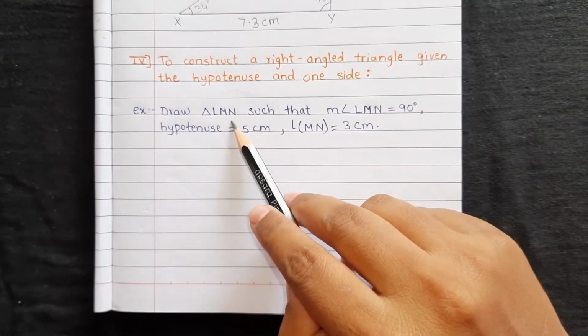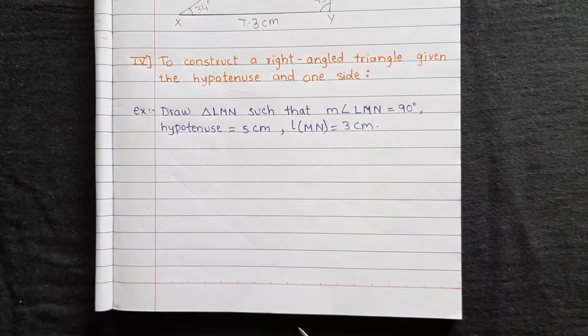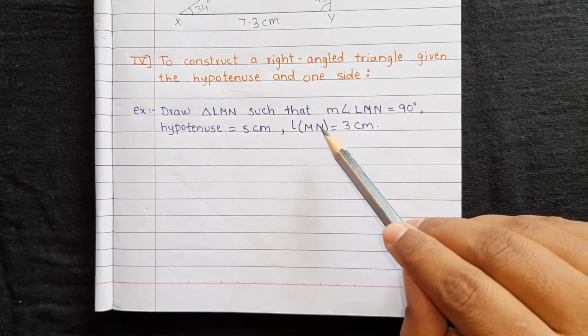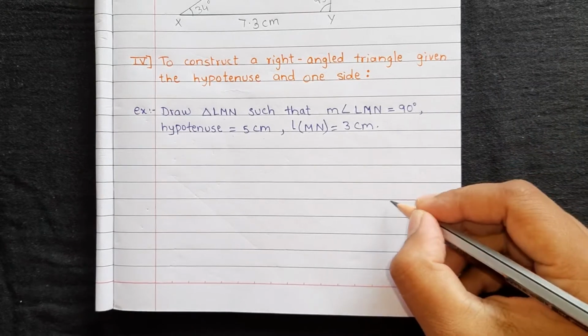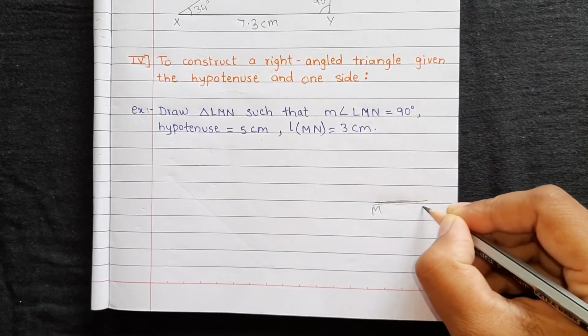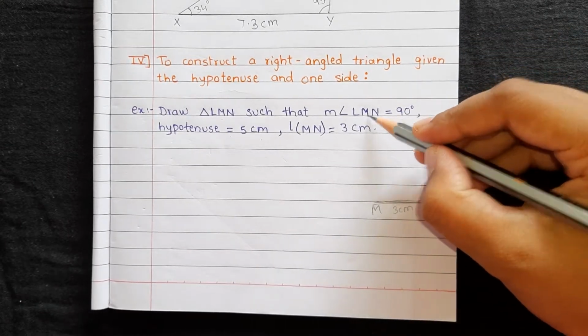Draw triangle LMN such that measure angle LMN equal to 90 degree. Hypotenuse is 5 centimeter and length of MN is 3 centimeter. Means what? MN we will take as base, 3 centimeter. Angle M is 90 degrees.